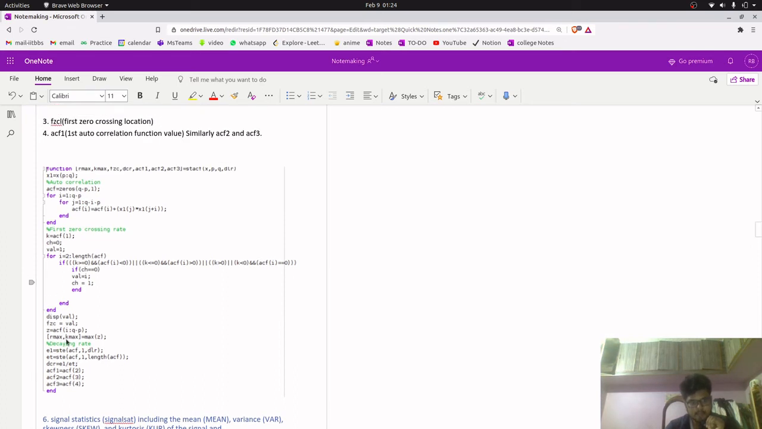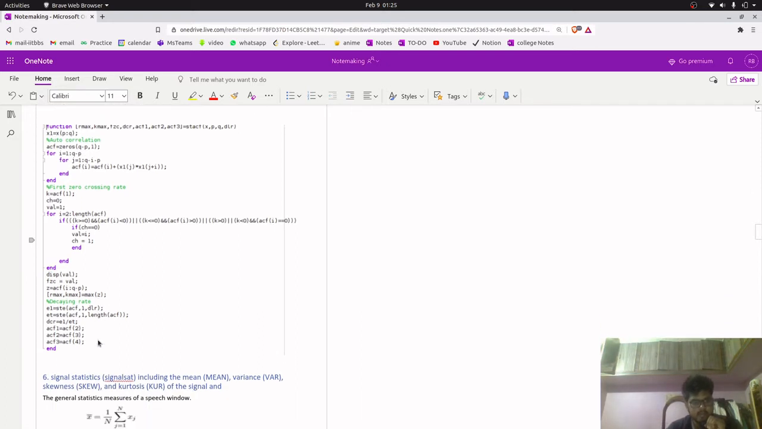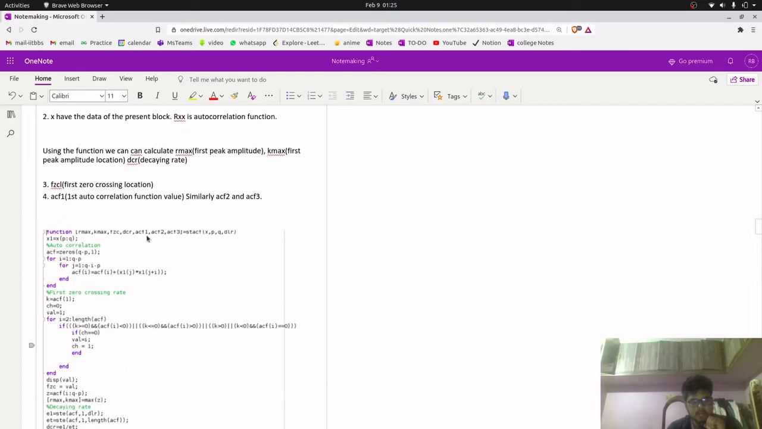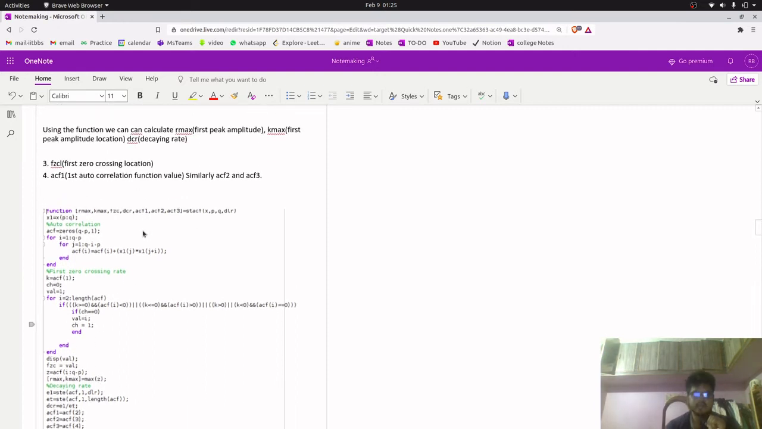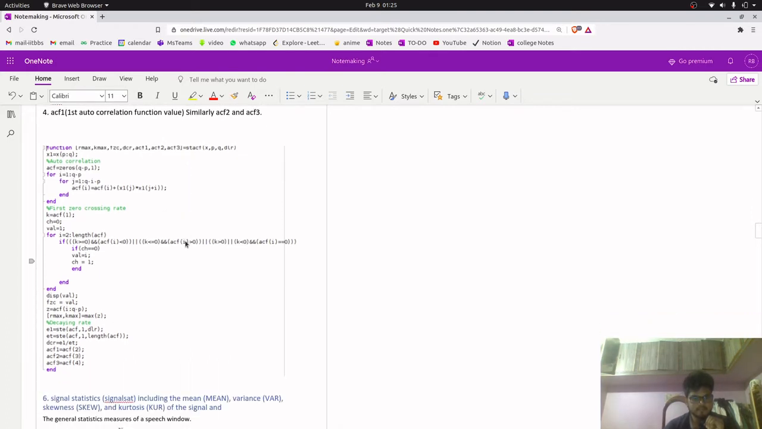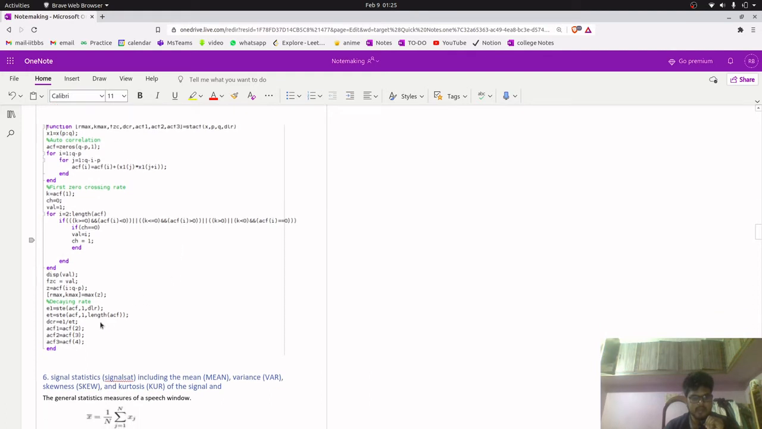Now Rmax and Kmax are the local maxima after the first zero crossing. Similarly ACF1, ACF2, ACF3 are autocorrelation factors, and the decaying rate is DCR, which is E1 by ET.